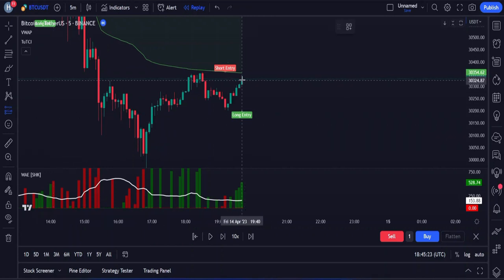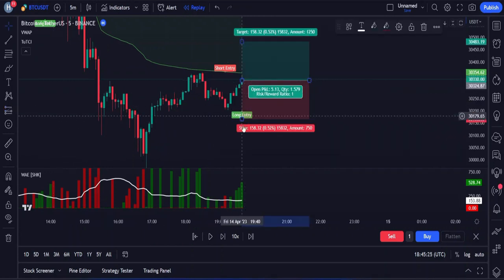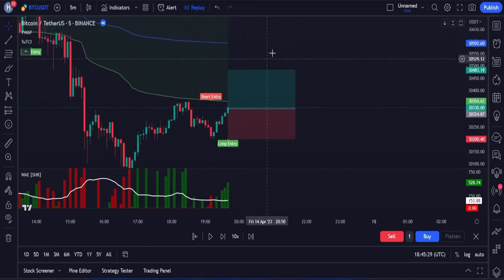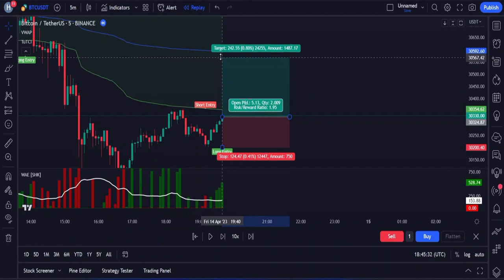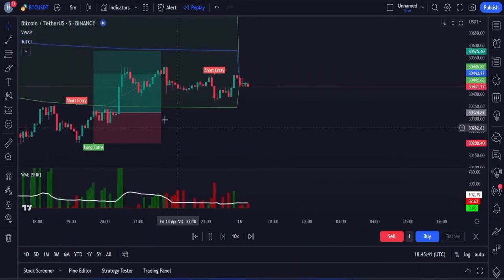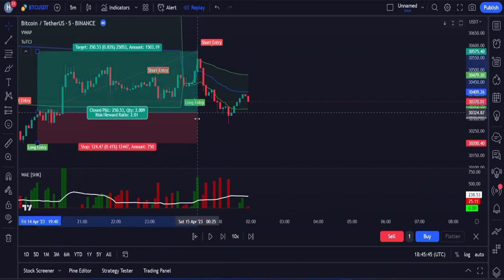So I will quickly open a buy position here. Our stop loss will be set below the recent swing low for this strategy. And the take profit target will be set at least 2 times the risk. Now let's see if the market will hit our target or not. And after some time, the market has hit our target.